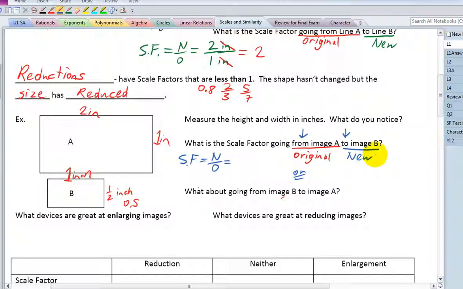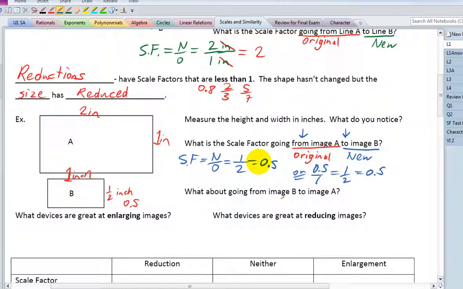Let me think. Image B number should be 1 over 2, so it is 1/2. Or we go 0.5 divided by 1, which is still 1/2. Going to the decimal is probably going to be easy to work with in this unit. Oh, now we're all right. I had my new and my original messed up. See how important it is? That was just to demonstrate.